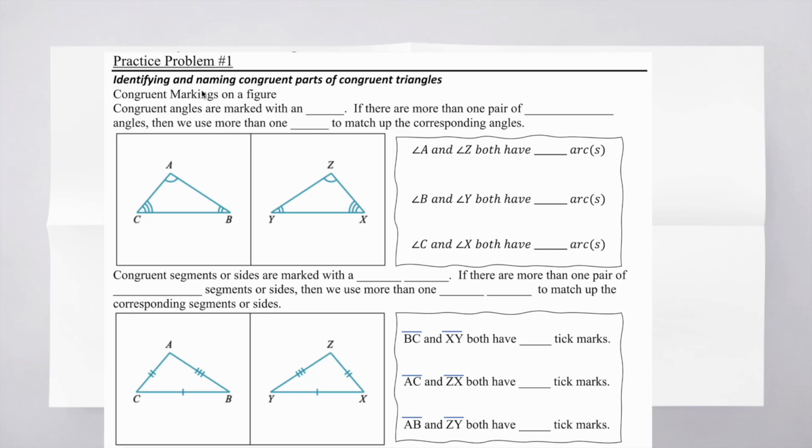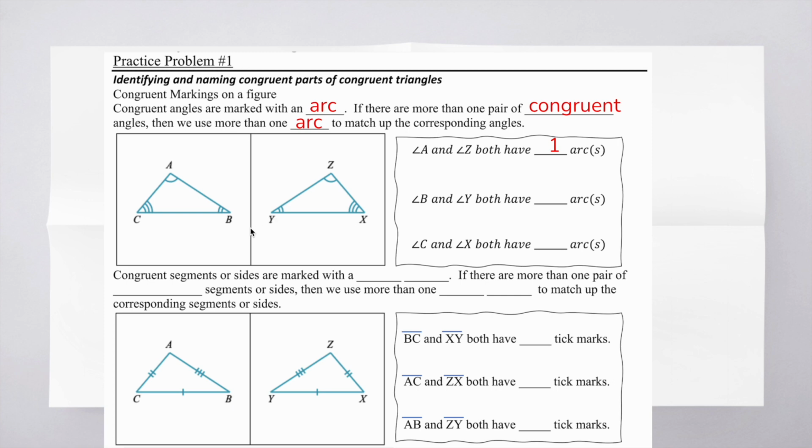All right, so in this one, we're going to take a look at naming congruent parts of congruent triangles. So we do want to take a look at the kind of markings, how that works. So congruent angles are marked with an arc. So we can see these little arcs below. If there are more than one pair of congruent angles, then we use more than one arc to match up the corresponding angles. So in this case, we can see angle A and angle Z, well, they both have one arc, so those are congruent.